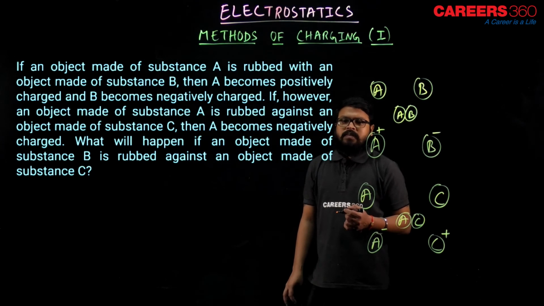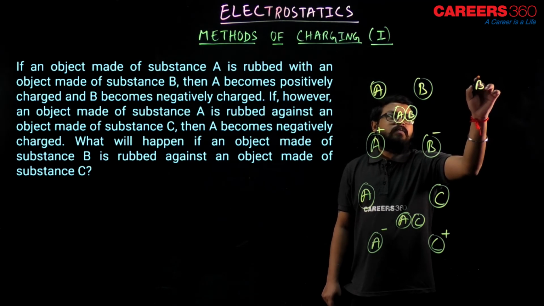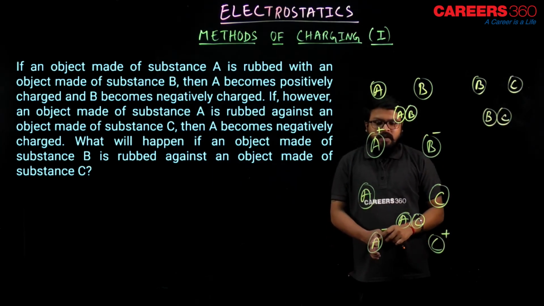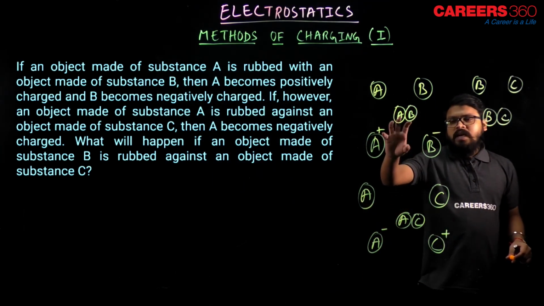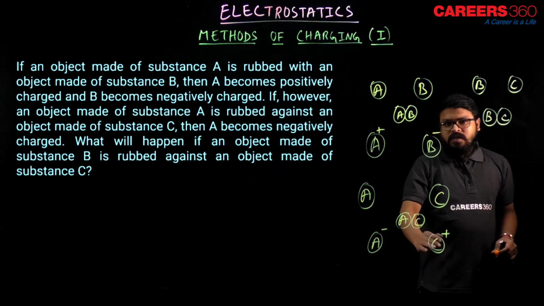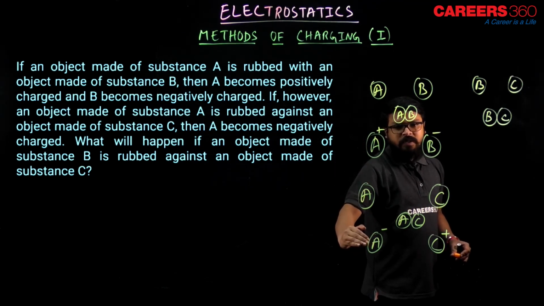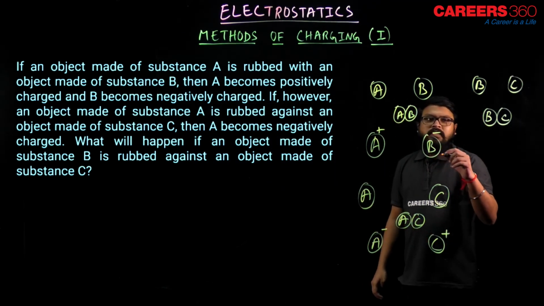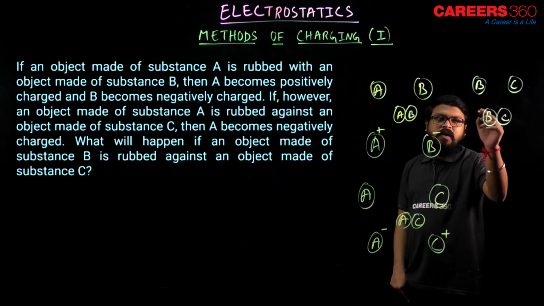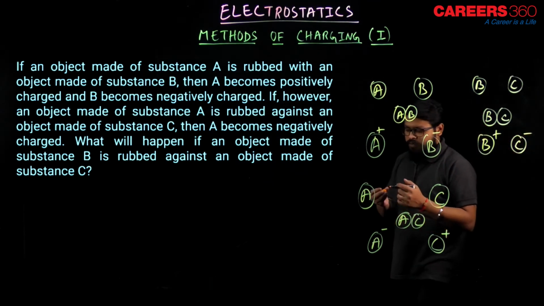So what will happen if an object made of substance B is rubbed against an object made of substance C? Previously, when A and B were rubbed, A became positive and B became negative. Now, when A and C were rubbed, A became negative and C became positive. So the property A had when rubbed with B got reversed, and it became negative. So B's property must also get reversed. Previously B became negative, so now after separation, B will become positive and C will become negative. I hope that is clear to you, right?